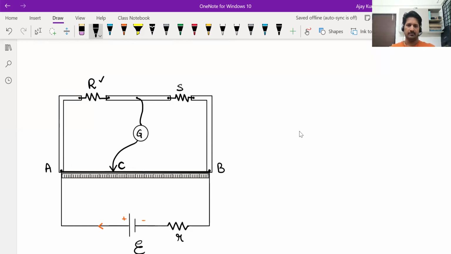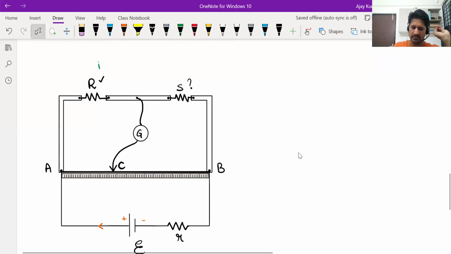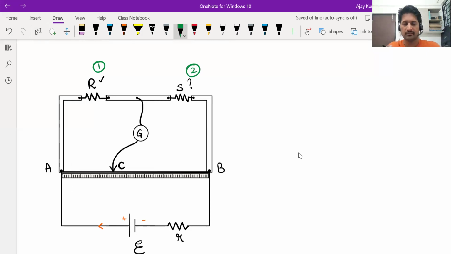Now you observe the diagram. There are obviously two resistors, R and S. Let's name them. This is the first resistance. This is the second resistance. Now the galvanometer, as I said, you'll learn about it in the next chapter, but it has a coil wound inside it. There is a lot of wire inside it, so obviously it offers some resistance. The galvanometer itself has some resistance. So that's the third resistance.